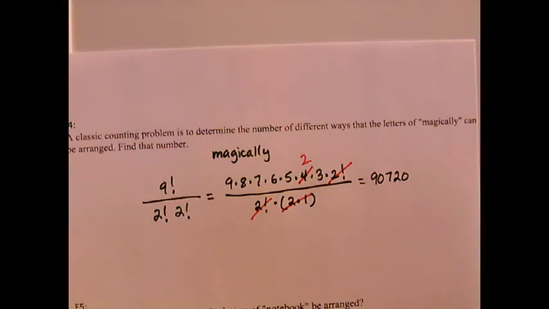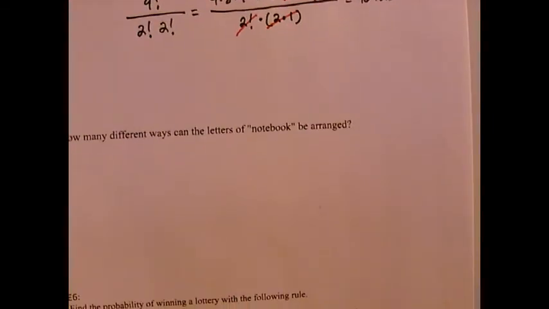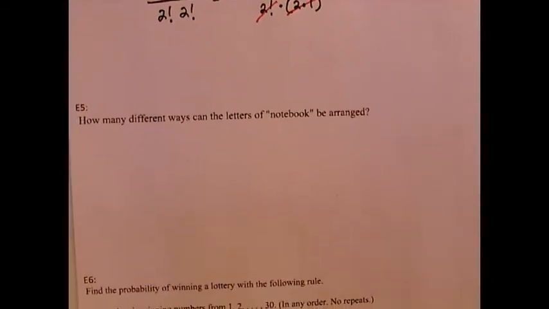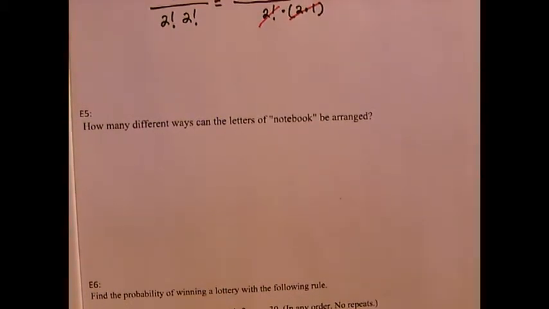Okay. So there are 90,720 different ways that the letters of magically can be arranged. Another example similar to that would be this: how many different ways can the letters of notebook be arranged?